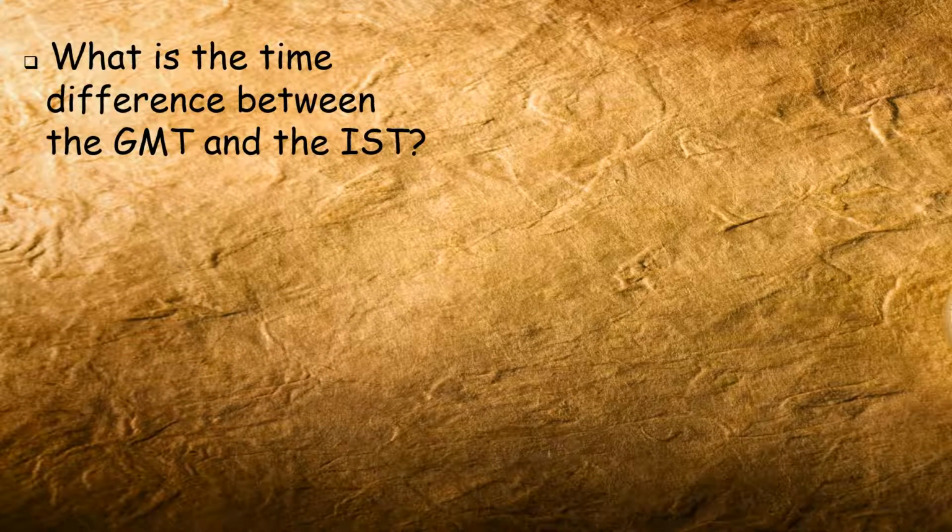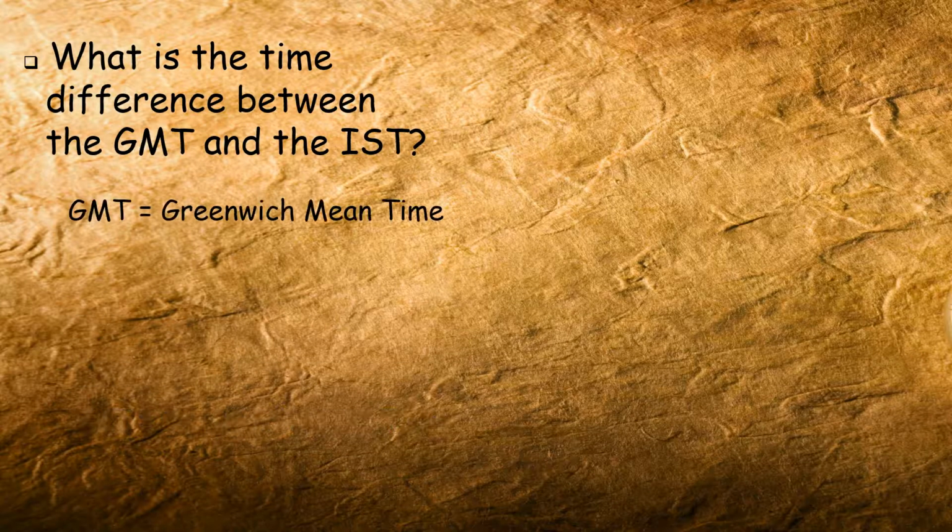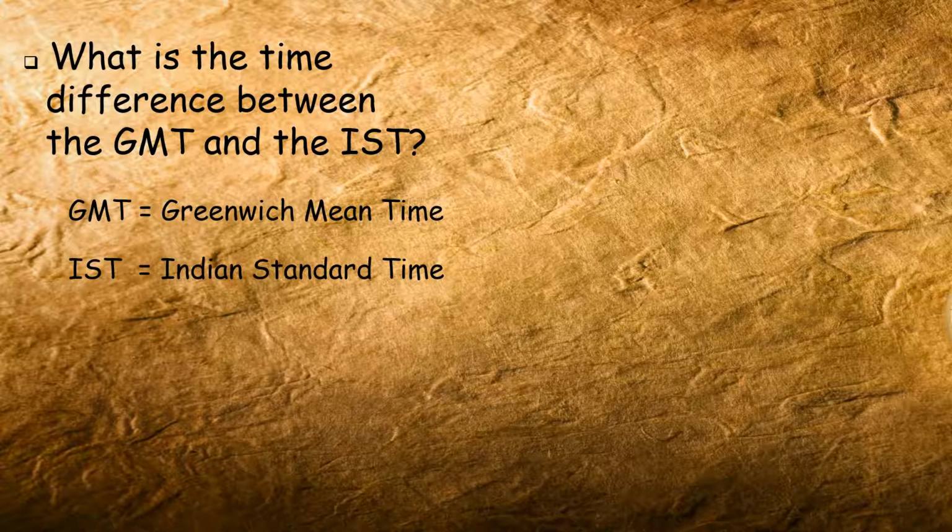Now, let's go for the next question. Our question is, what is the time difference between the GMT and the IST? Students, all of you know that in our previous slides, we already studied about the GMT and the IST. GMT means Greenwich Mean Time. Greenwich Mean Time tells us about the World Standard Time, whereas Indian Standard Time, that is IST, is the time zone observed in India.